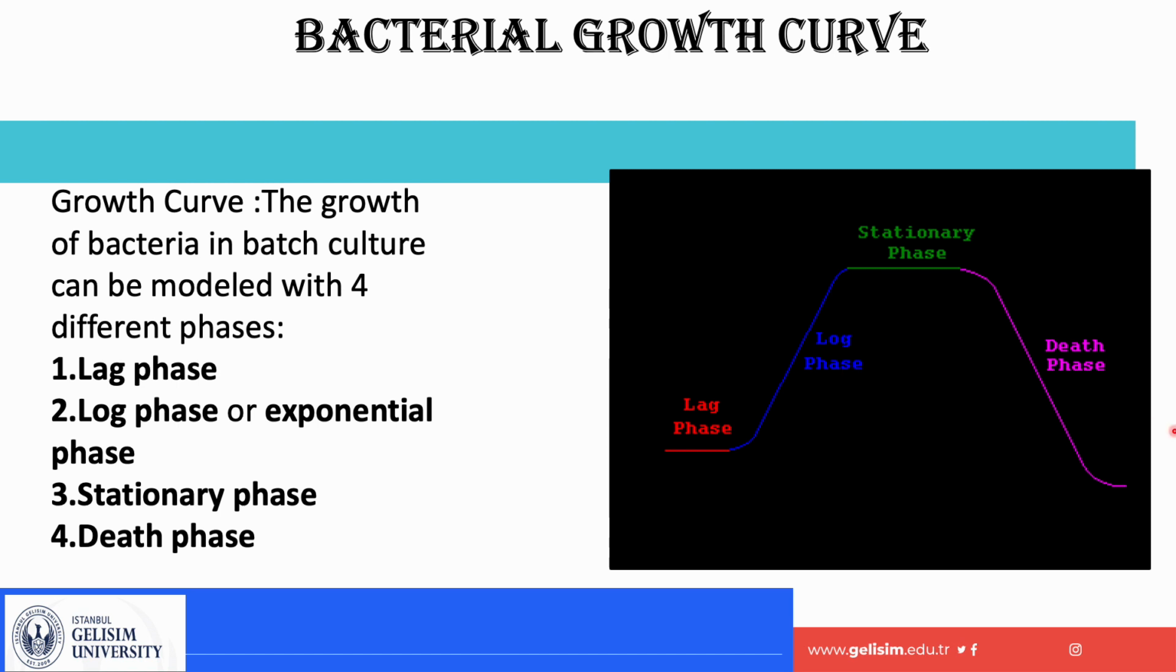Now, the third phase, the stationary phase, is where bacterial growth slows down and reaches a plateau. And this is due to the depletion of nutrients or the accumulation of waste products. The final phase is the death phase. This is where the number of viable bacteria decrease due to the exhaustion of nutrients and the accumulation of waste products.